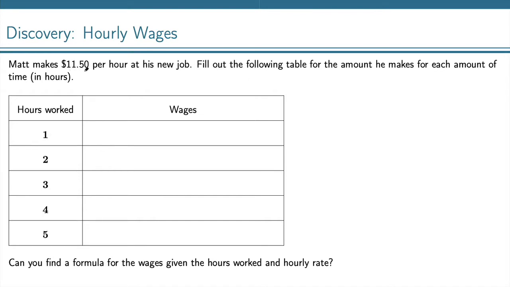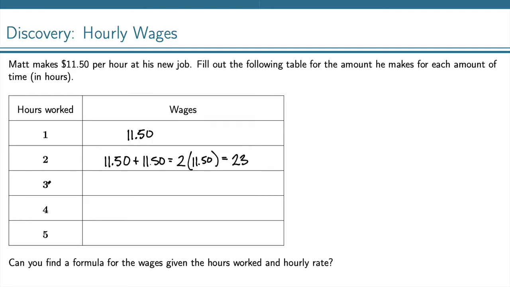Since he makes $11.50 per hour, if he just works 1 hour, then we know he will make $11.50 in that hour. If he works 2 hours, he gets $11.50 for each of those hours. So we can write that as $11.50 plus $11.50, or 2 times $11.50. And that is 23.